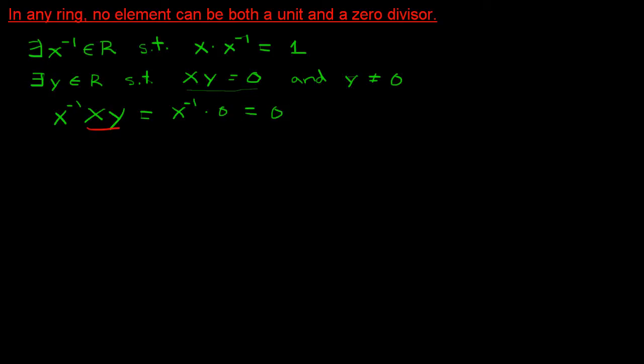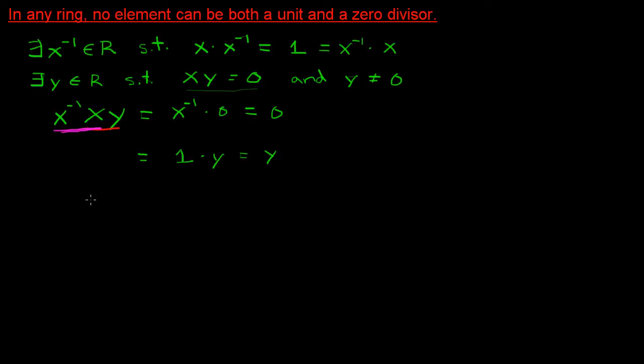But now if we look at the other side, since this is X times its inverse from the first line, I guess I should say this is also technically X inverse times X. So from the first line this is also equal to 1 times Y. And anything times 1 is just itself, so this just gives us Y. But now since these are both equal to this, we get that Y is equal to 0.